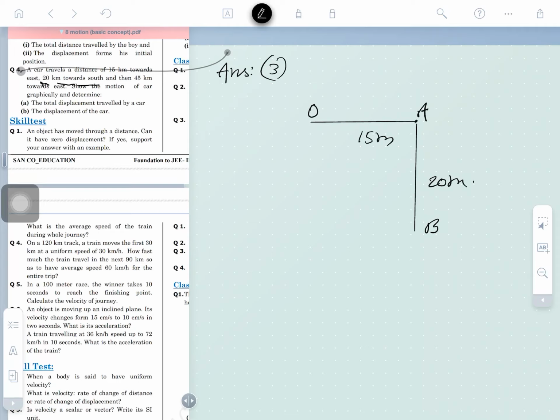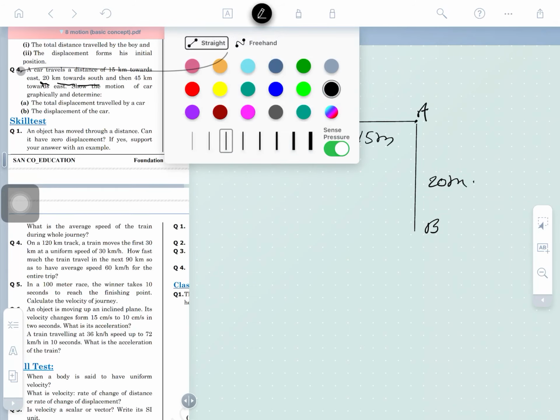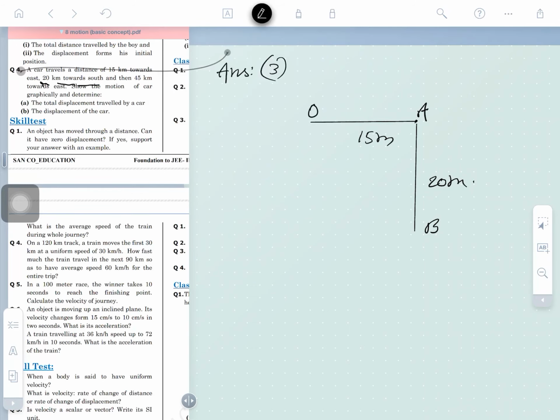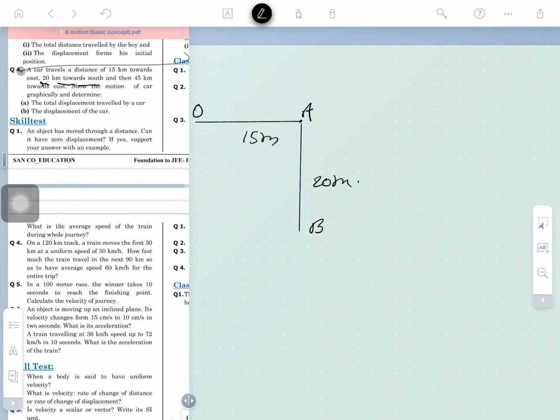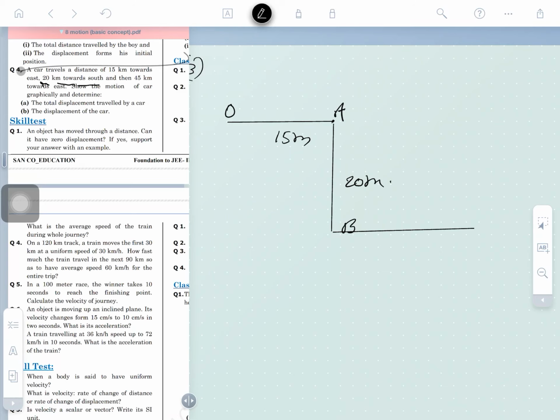Show the motion of the car graphically and determine the total displacement. 20 kilometer south, and then 45 kilometer east. Again 45 also east to move here. This 45 east, where is east? East is here. So he just moved 45 first. Okay, yes. So his position is what? You may see this is A, B, and it's C.